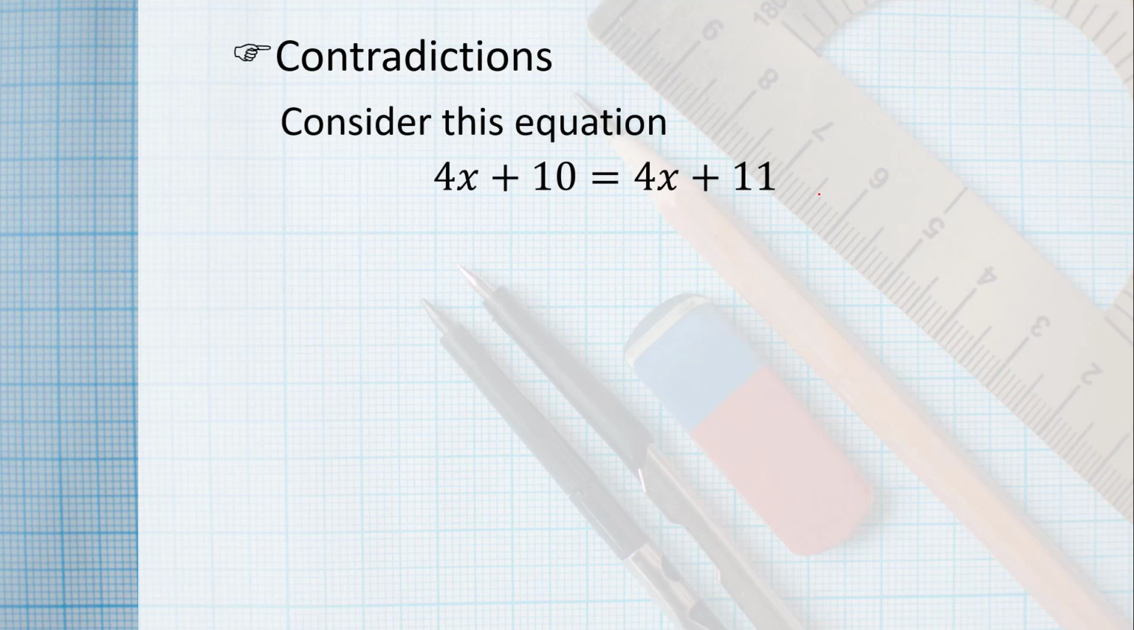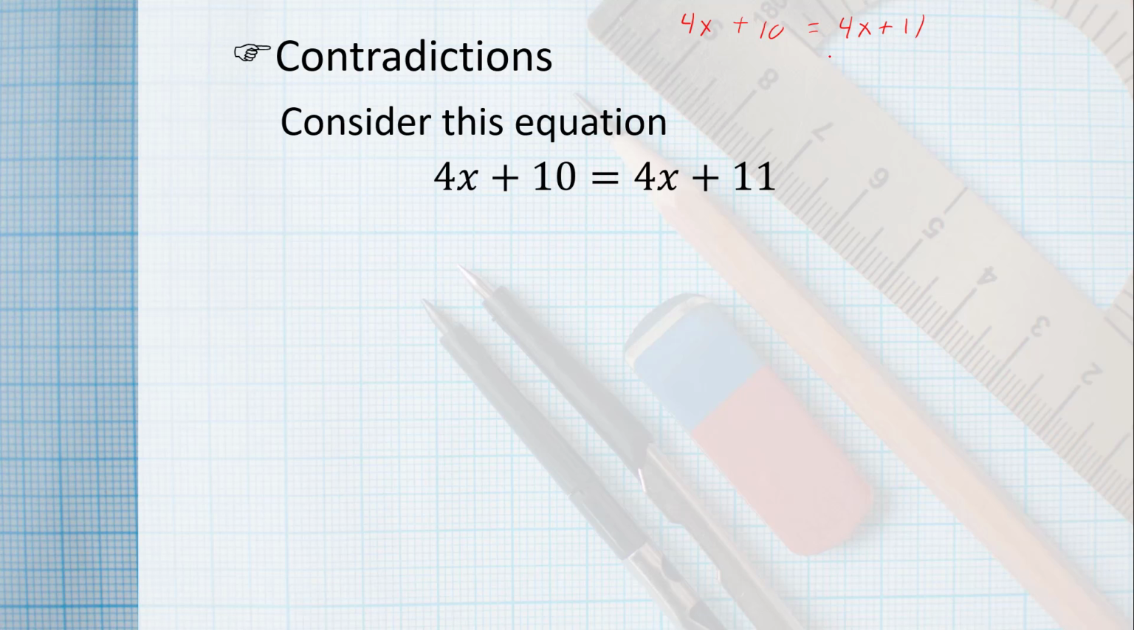And then finally, we have contradictions. And here's a contradiction right here. Let's suppose we tried to solve that. Okay, well, the very first thing that we might want to do is try to move all the terms with an x in it to one side of the equation.